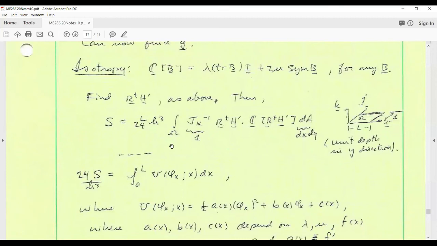And then the strain energy would be this 1/24 H cubed factor integral over the midplane. J_K was 1, remember, for our plastic deformation that we assumed. Let's take a plate of unit depth in the y direction, into the plane, into the screen, and of length L in the x direction. That would be dimensionless L, capital L.